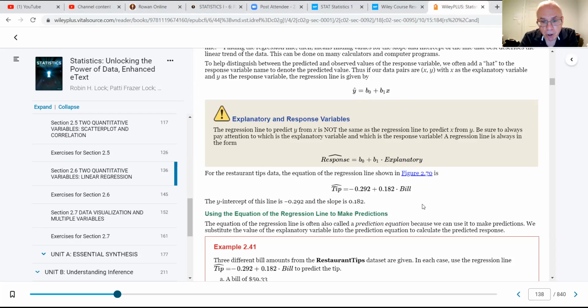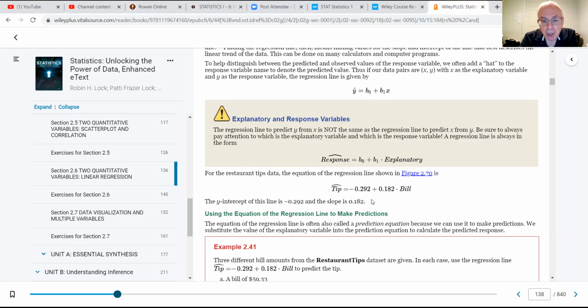In the example we just saw, the amount of the bill is your explanatory variable. It's running along the x-axis. The estimated or predicted tip is your y value, which runs along the y-axis. The slope is 0.182, and the y-intercept is negative 0.292.